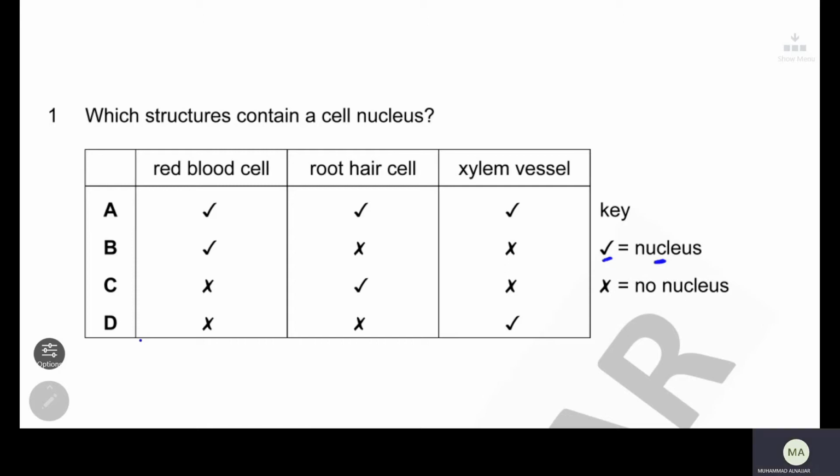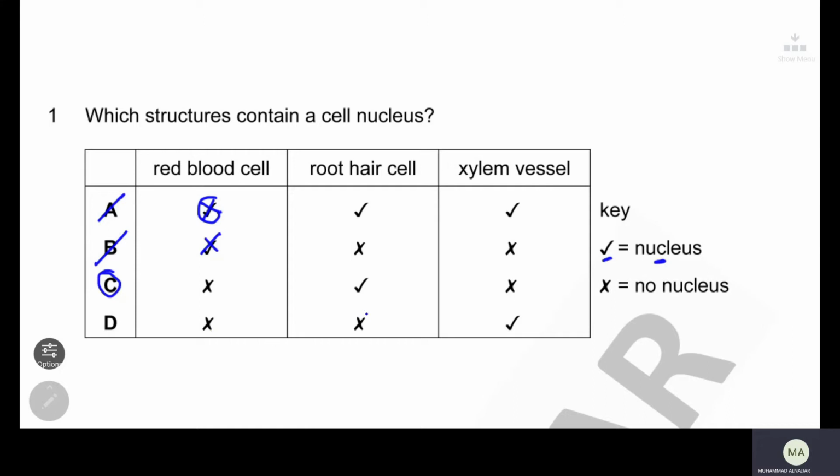Yes, sure. The correct answer is C. Why is C the correct answer? If we look at choice A, red blood cells do not contain a nucleus, so this is a wrong answer and we exclude A. B, red blood cells have a nucleus? No, red blood cells do not have one, so we also exclude choice B.